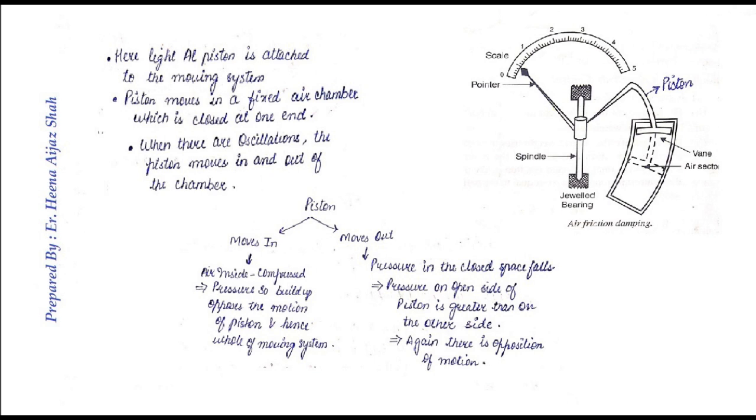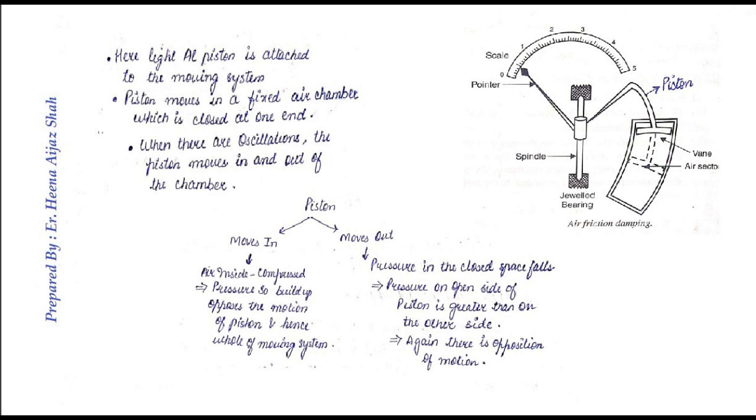Now we will see how the movement of the piston is able to damp the oscillations. The piston can either move inwards or outwards. Taking the first case, what happens when the piston moves in? What happens to the air inside the chamber? Obviously, the air inside the chamber will be compressed. So the pressure inside the air chamber will increase and it will try to oppose the motion of the piston, and hence the whole moving system.